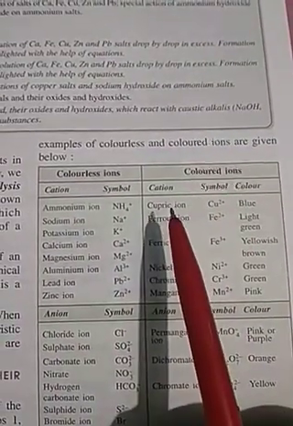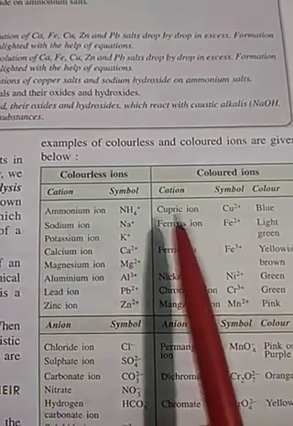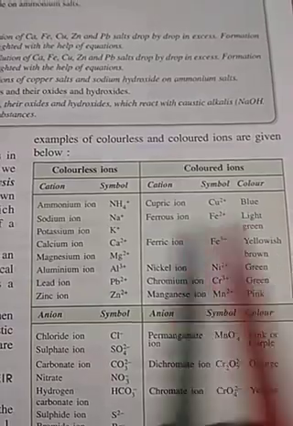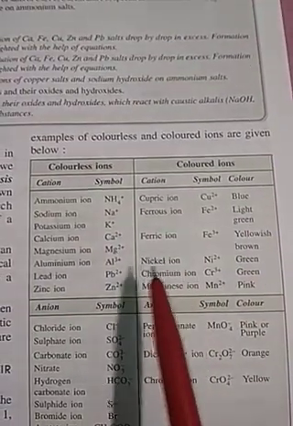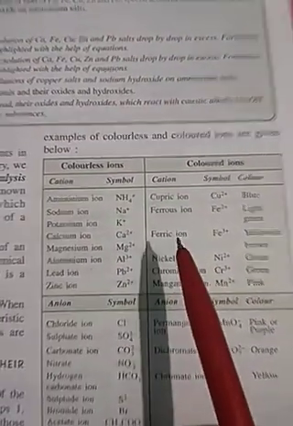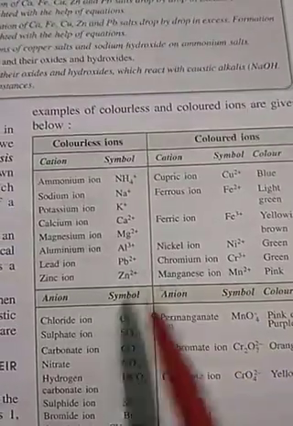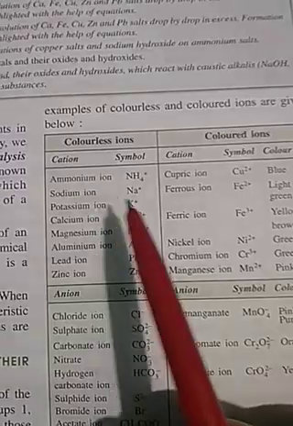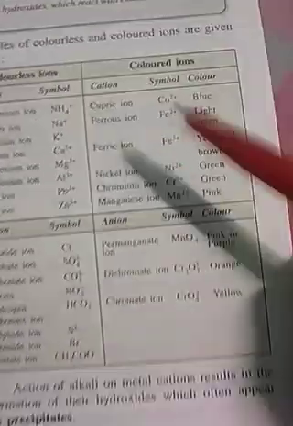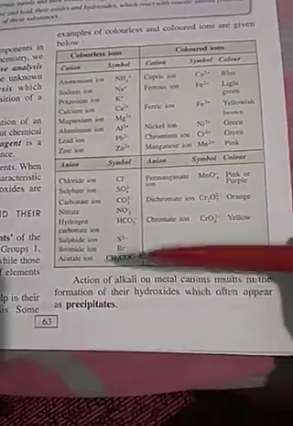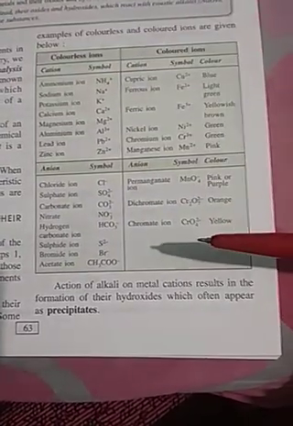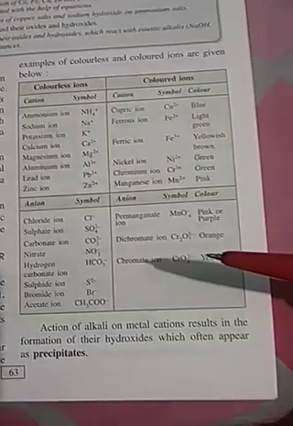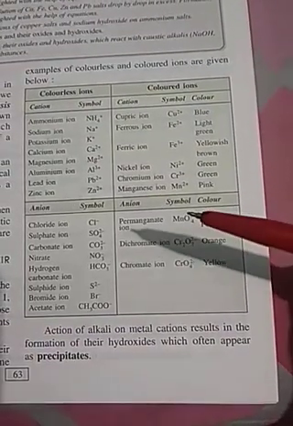And here are copper ion, meaning cupric ion. What is its color? Ferrous, what is its color? Here are the names of some metals, and here are the names of some non-metals, meaning here are the colors of cations, and here are the colors of some anions. We must keep it in our mind, because in the board exam you will get such a question.